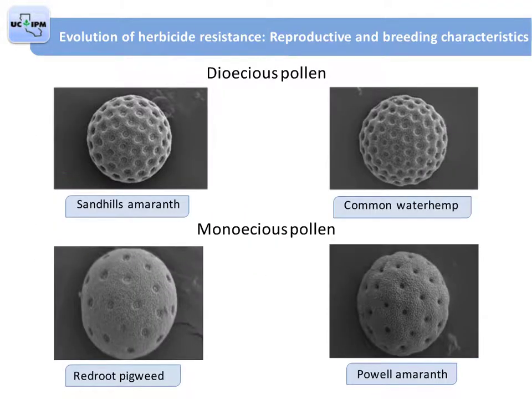These photos are electron microscope images of pollen from different amaranthus species. Sandhills amaranth and common waterhemp are dioecious, and redroot pigweed and Powell amaranth are monoecious. The pictures of pollen from dioecious amaranth up top showed more dents on the pollen. The dents help pollen to travel faster and longer distances because they reduce the friction between the pollen and air when they travel. So with dioecious plants, resistance spreads faster.